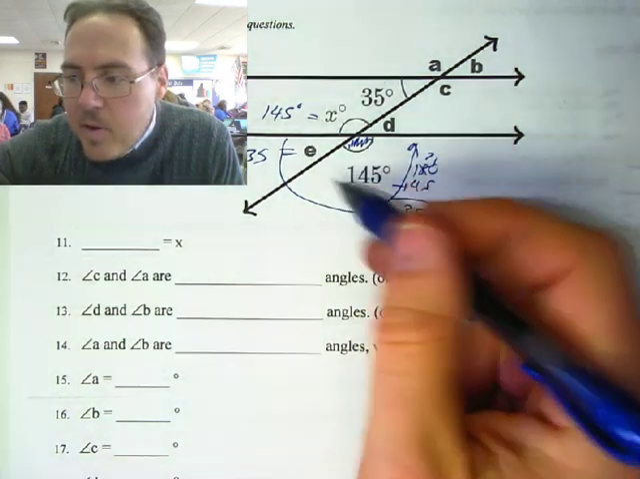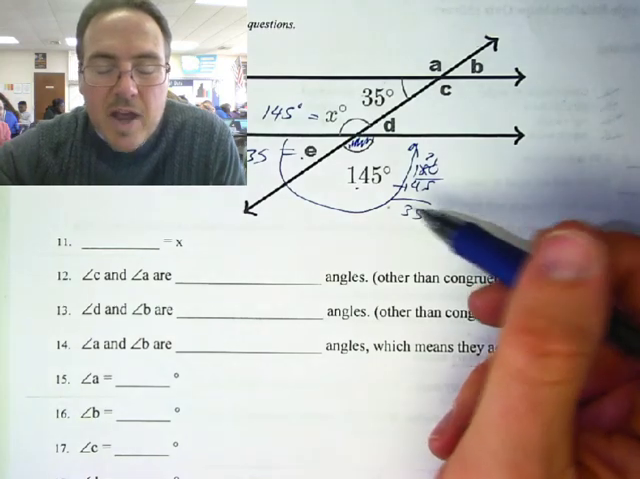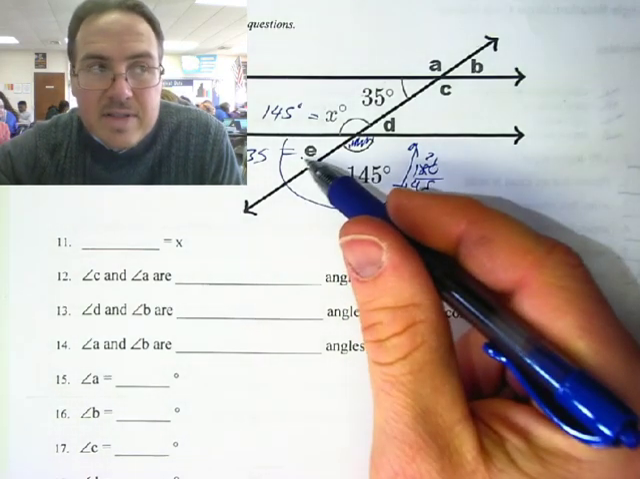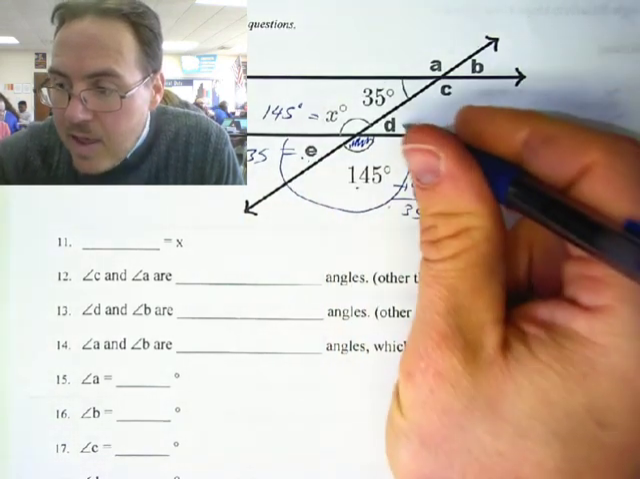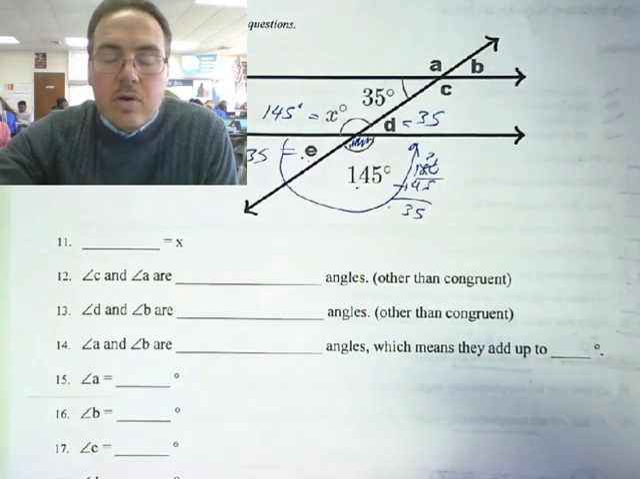Because they are supplementary, E plus 145 has to equal 180. So if I just subtract 145 from 180, that'll tell me what the leftover is. That makes E equal to 35. And as soon as I know that E is 35, I know that D is 35 because they are vertical angles. They're across each other on an intersection.